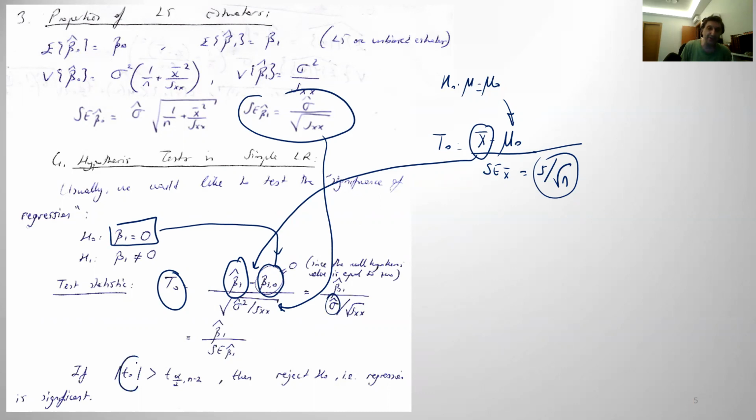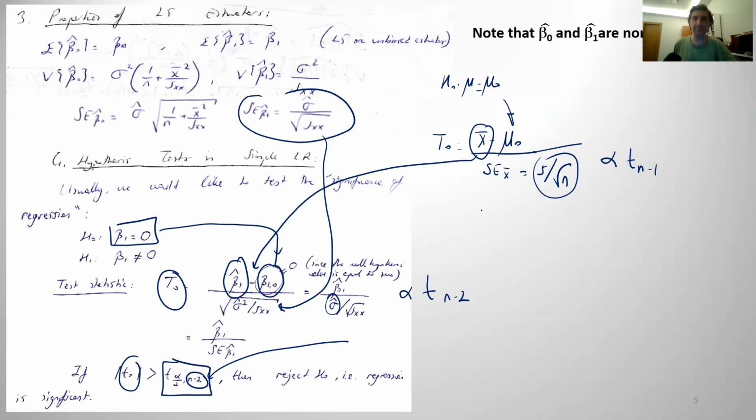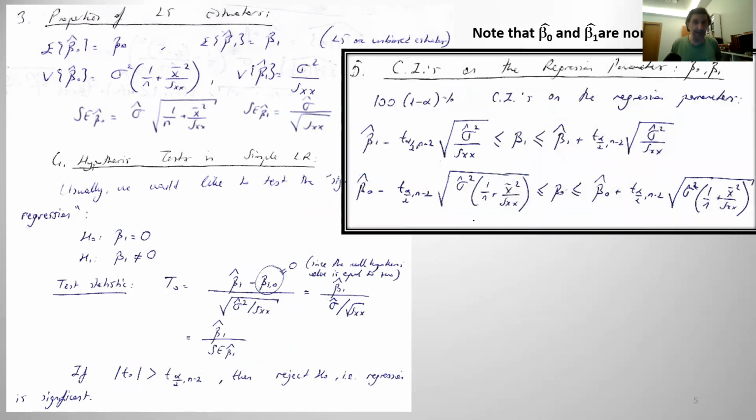So if your t0 value is greater than t alpha over 2, please be careful with the degrees of freedom in the t-test. Previously, if the null hypothesis is correct, this would be t distributed with n minus 1 degrees of freedom. Now this is t distributed with n minus 2 degrees of freedom. And I explained where that additional degree of freedom was lost.